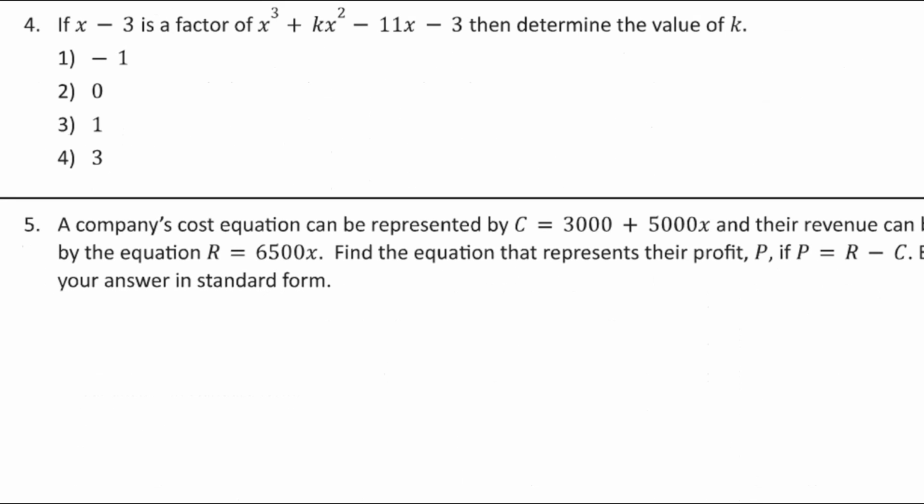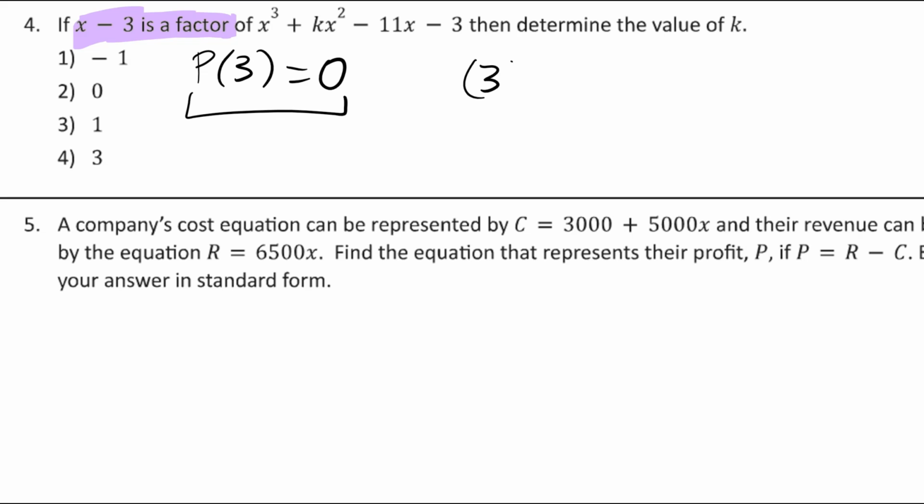The last way you can consider a remainder theorem question is something like 4. If x minus 3 is a factor of x cubed plus kx squared minus 11x minus 3, then determine the value of k. Well, there's a really important piece of information here. They tell us that x minus 3 is a factor of that polynomial, which means if I take that polynomial and plug in positive 3, I should get out a remainder of 0. So this is an important relationship that can help me solve for a value of k there. So I can substitute in 3 everywhere I see an x.